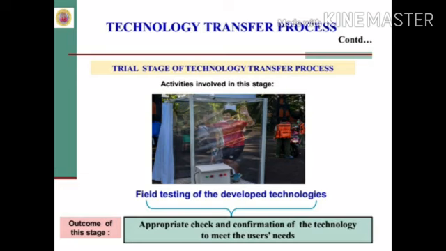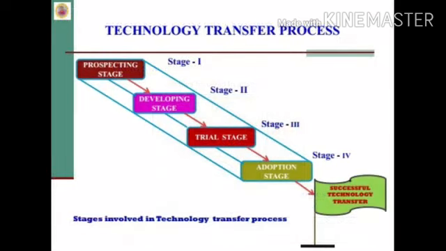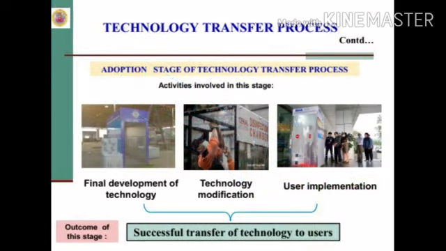After the trial stage is over, the fourth and final stage of the technology transfer process is the adoption stage. In this, certain activities are carried out: the final development of the technology, that means finalizing the technology, then technology modifications, any modification that has to be incorporated at this stage, and user implementation, which is also carried out in this final stage. So the outcome is the successful transfer of technology to the users.